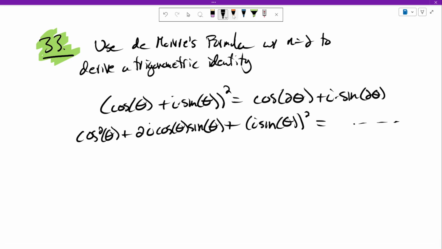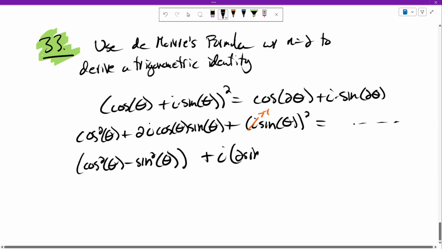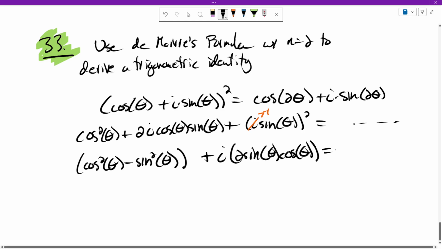Now, i squared is going to become a -1 when we square it, and then we're going to get a sine squared. So we have a cosine squared and a negative sine squared. I'm going to put parentheses just to associate them. And then the imaginary term is going to be, again with parentheses, 2 sine cosine. And that needs to be equal to cosine 2 theta plus i sine 2 theta.